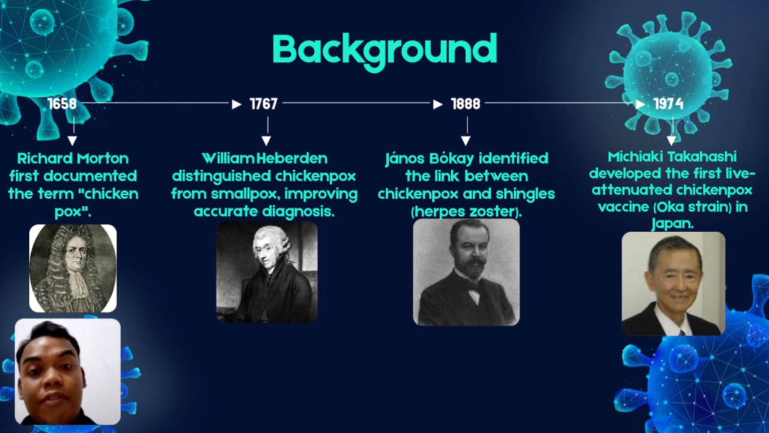In 1658, Richard Morton first used the term chickenpox. In 1767, William Heberden successfully distinguished chickenpox from smallpox. In 1888, Jonas Bouquet discovered the link between chickenpox and shingles. Finally, in 1974, Dr. Michiaki Takahashi developed the first live attenuated chickenpox vaccine, which became a major breakthrough in preventing the disease.